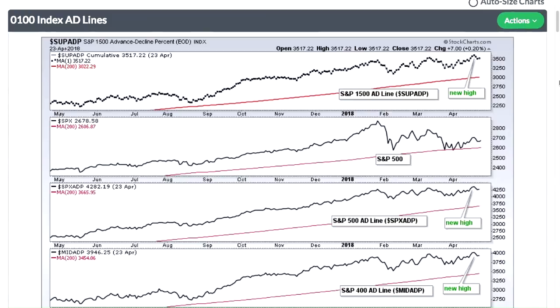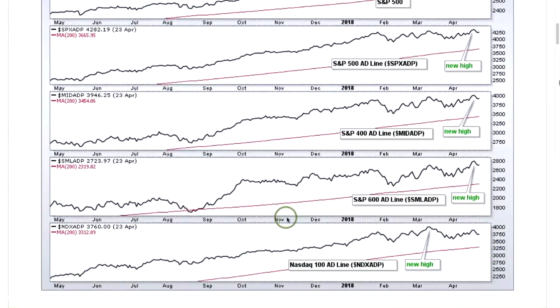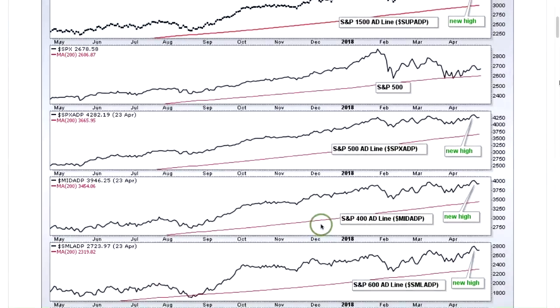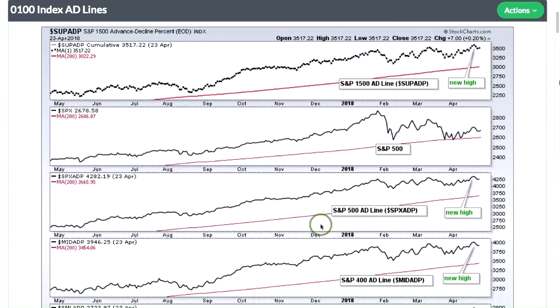It's one of my favorite indexes to use for a breadth indicator. And then at the bottom, I've got the NASDAQ 100 AD line, just as a reference. There are about 85 stocks from the NASDAQ 100 in the S&P 500, by the way. But if we look at these AD lines, we can see there's broad strength in the market as a whole. If you look at this S&P 1500 AD line, a new high in January, a new high in March, and there at the top right of the chart, a new high here in April.